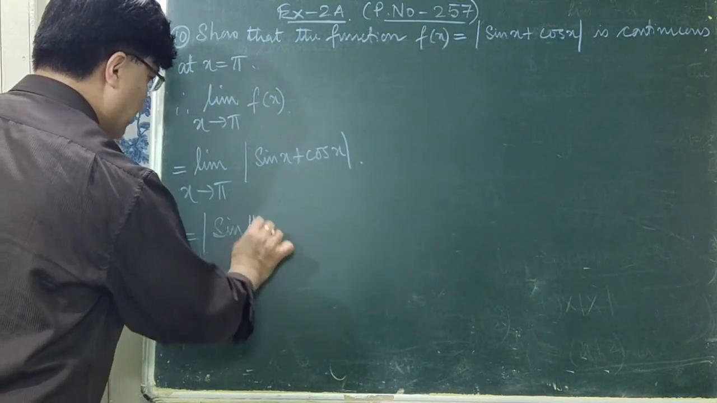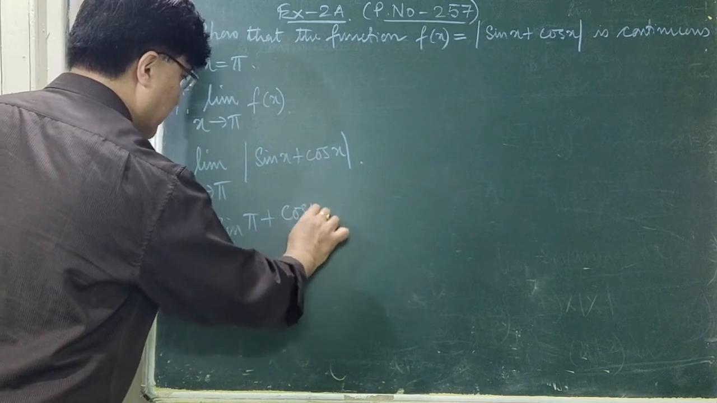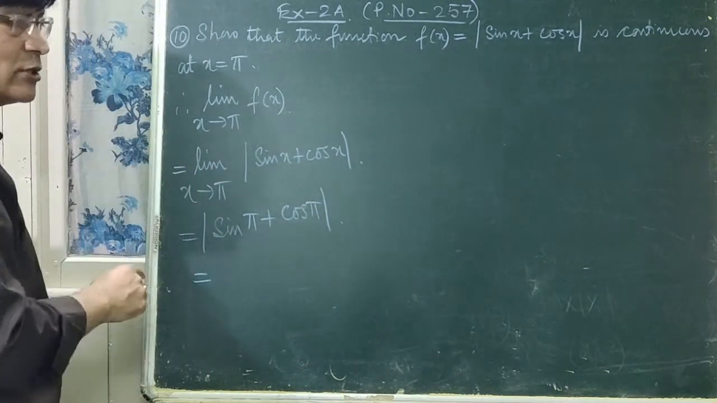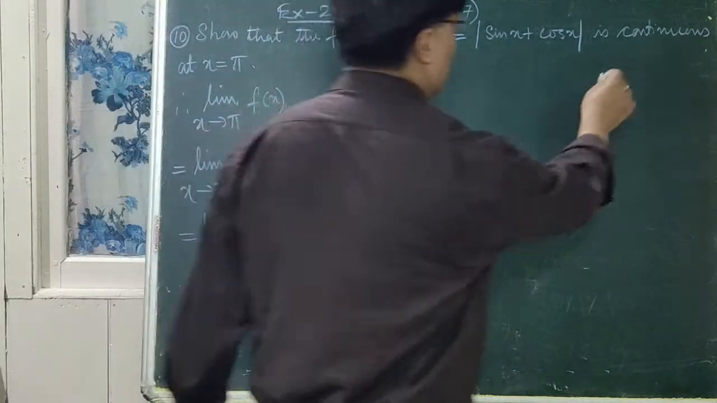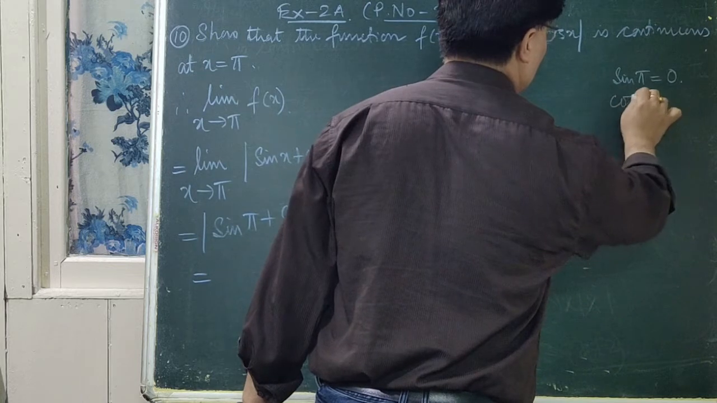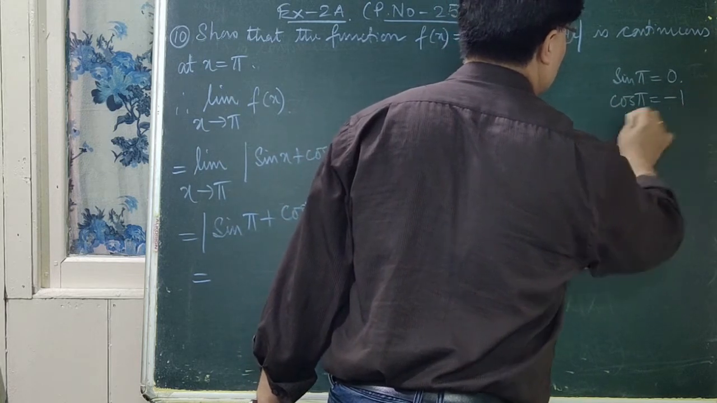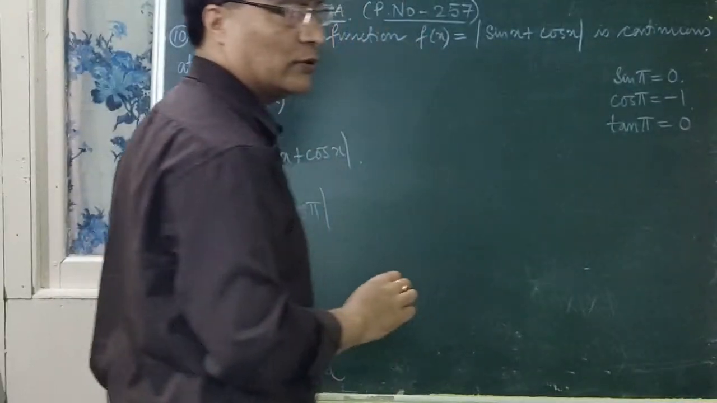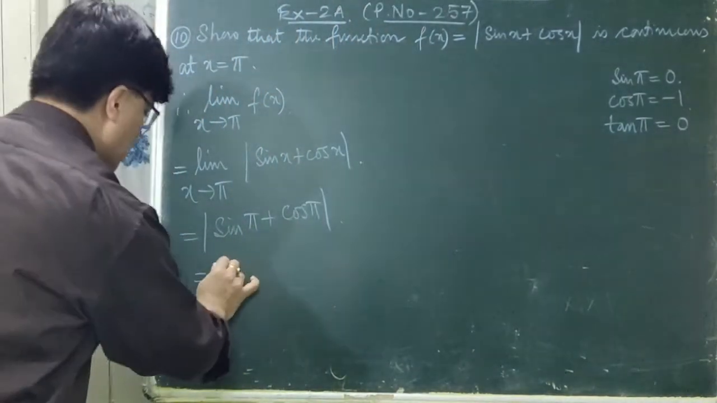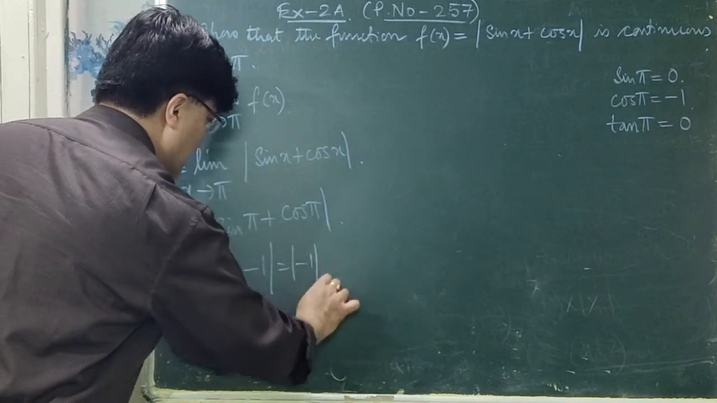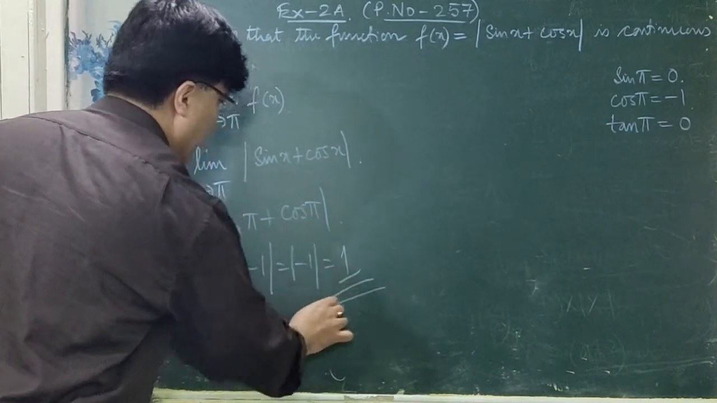So it is mod of sin pi plus cos pi. You should know the value for sin pi. What is sin pi? Sin 180 is always 0. Sin pi is equal to 0. Cos pi is equal to minus 1. And tan pi is also 0. So here sin pi is 0. What is cos pi? Minus 1, which is equal to mod of minus 1, which is equal to 1.